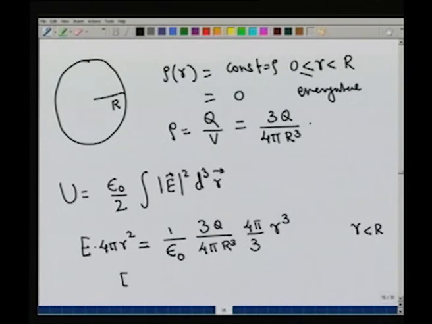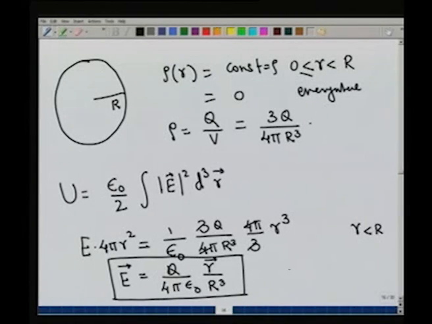So what do I conclude? I conclude that my electric field is nothing but, all my 4 pi's cancel, 3 cancel. So I have q over 4 pi epsilon naught. I have to be careful now. I am going to get r divided by R cubed. So in the interior region, my electric field is given by q r over 4 pi epsilon naught R cubed if r is less than R.